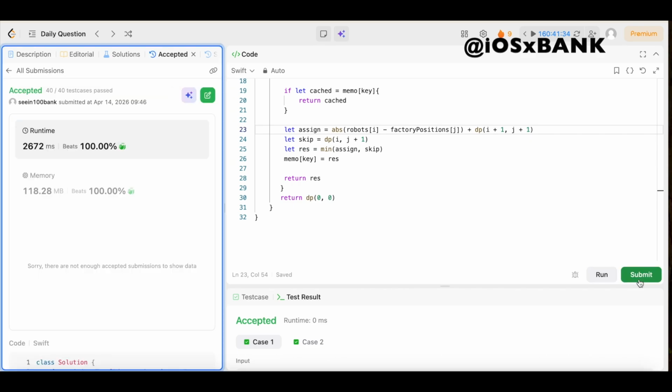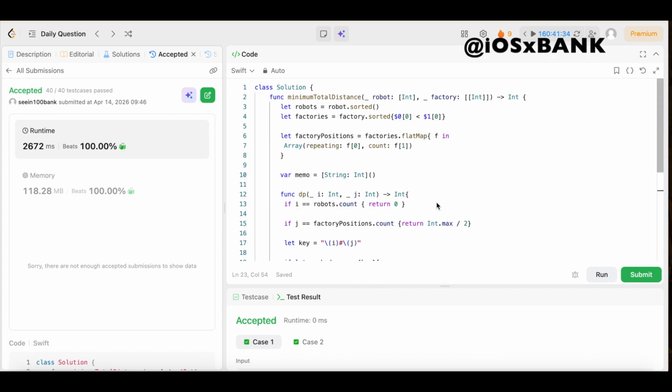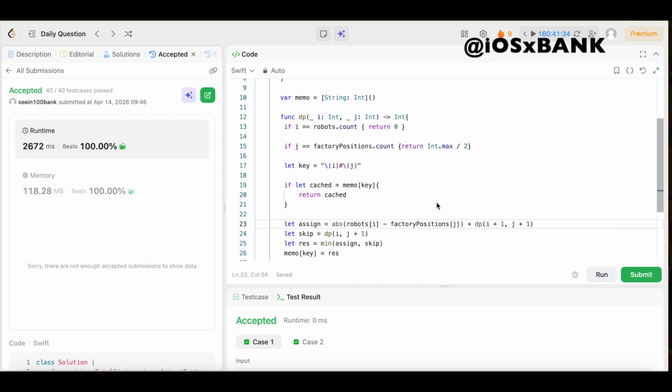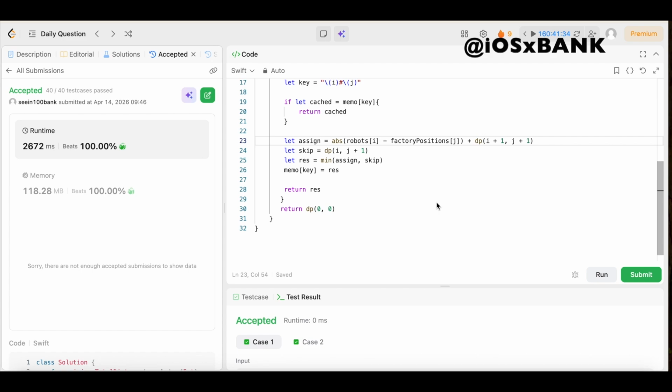Let's see, and look at that, y'all. 2,672 milliseconds beats 100% of users. That's what I'm talking about. That's what I like to see, y'all. So, before we go, make sure you get one more look at the code. This is the top part. This is the rest of the code, y'all.